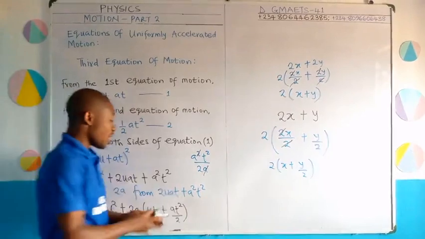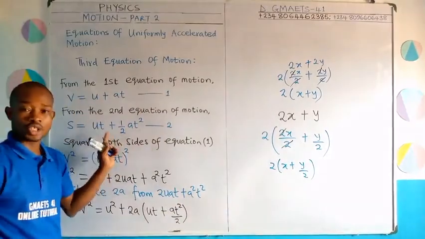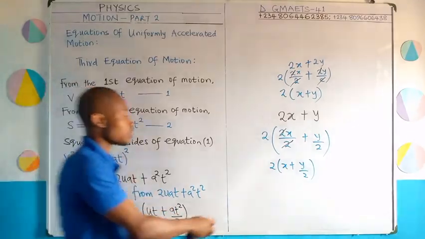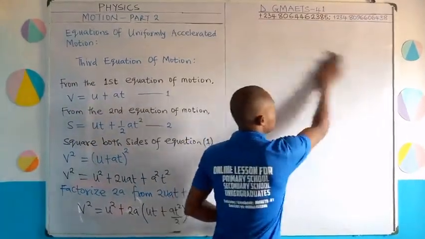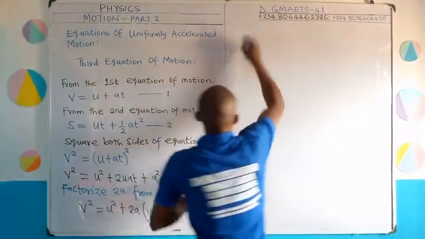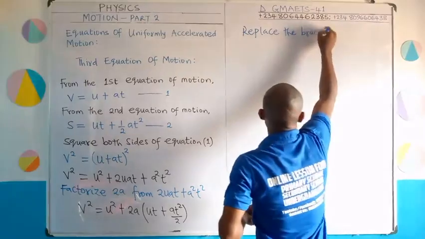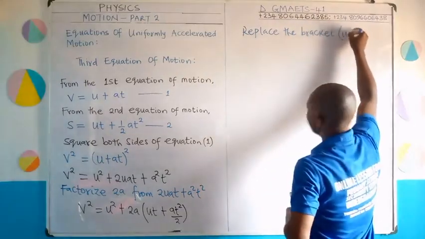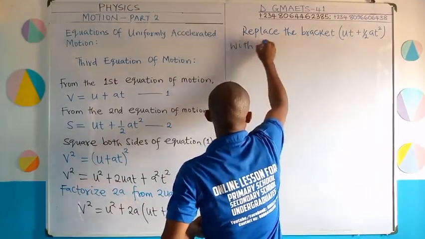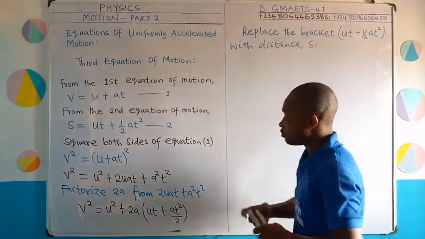Alright, now that I've done the factorization, I want you to watch this bracket very well. Do you agree with me that this bracket is equal to the second equation of motion, equation 2? Look at it. It's the same as this term, and this term is defining distance s for us. So what will I do? I will simply substitute for this whole bracket. In place of this bracket, I'll replace it with s. So alright, replace the bracket. And what's the bracket? That is ut plus 1/2 at squared. Replace it with the distance s, which is our second equation of motion.